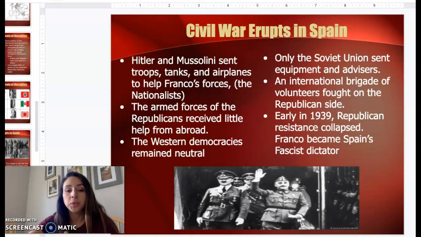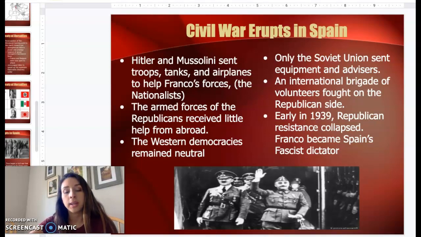Well, Hitler and Mussolini send aid to Spain. They hop on the side of Franco, of course, a fellow fascist. They hop on his side and they send aid in the form of troops, tanks, and airplanes. The armed forces, the Republicans, the Democratic forces, they received very little aid from abroad. Western democracies wanted to remain neutral.